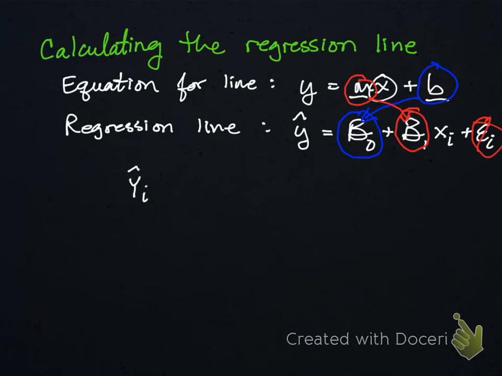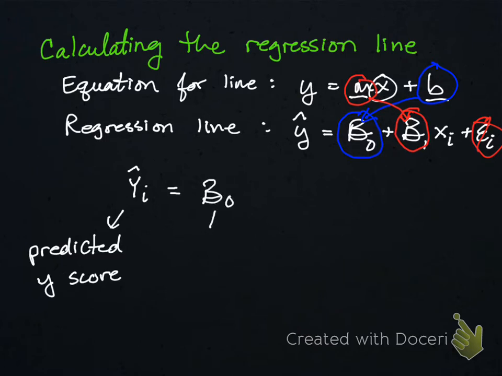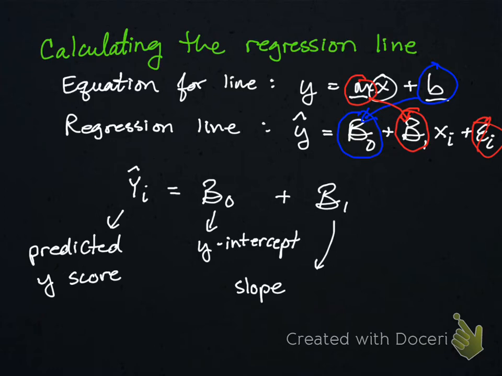We have our predicted y-score for an individual. And we're going to calculate that predicted y-score on the basis of some y-intercept parameter plus some slope parameter times that individual's score on the predictor variable.